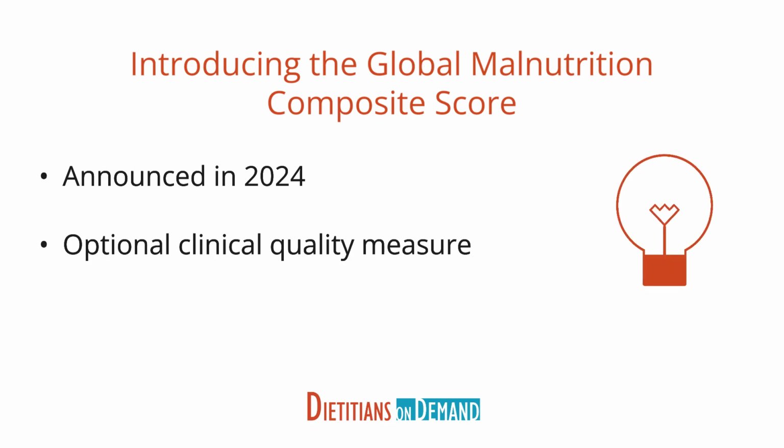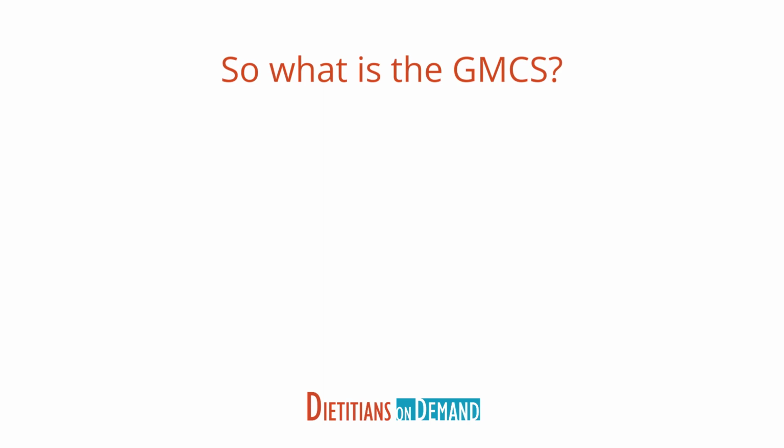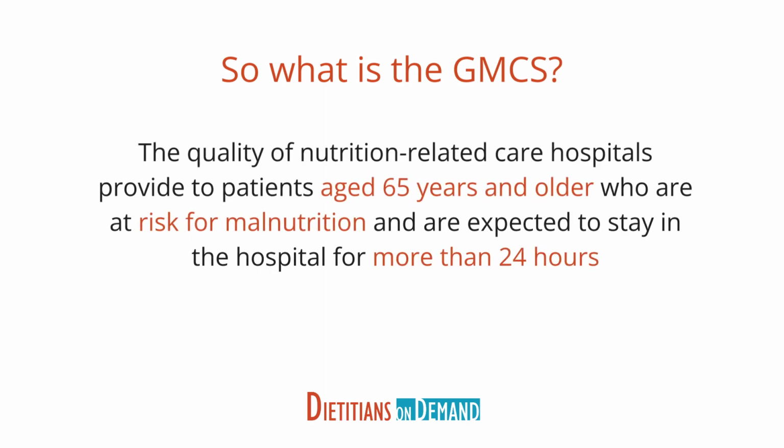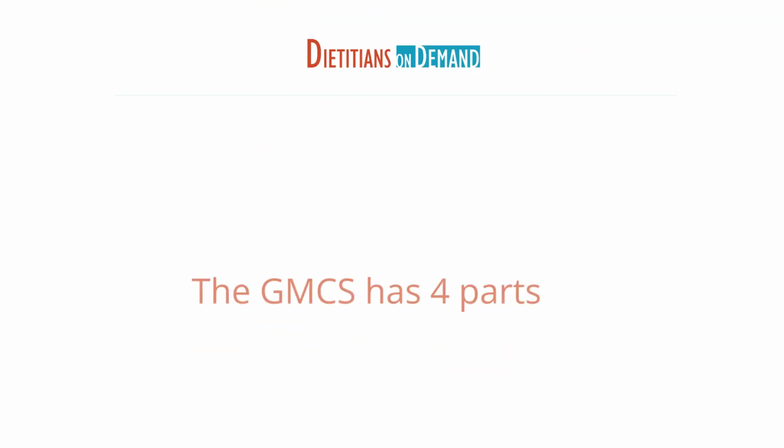This announcement came after years of advocating by the Academy of Nutrition and Dietetics and Avalere Health. The Global Malnutrition Composite Score looks at the quality of nutrition-related care hospitals provide to patients age 65 and older who are at risk for malnutrition and are expected to stay in the hospital for more than 24 hours. The Global Malnutrition Composite Score has 4 parts.